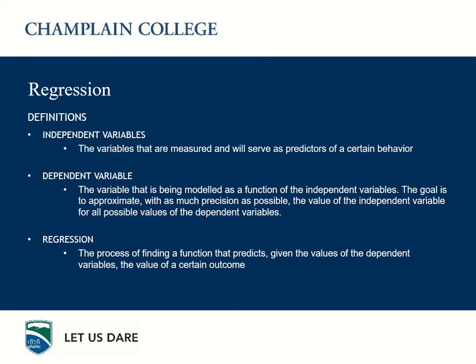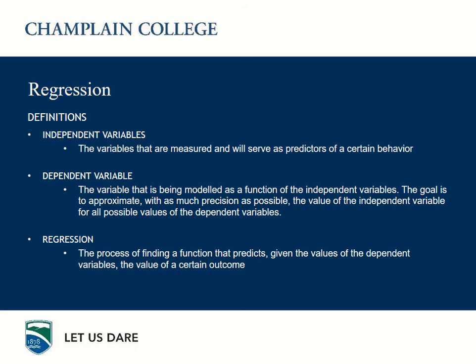The variables that we actually measure and that will serve as predictors for a certain behavior, a certain outcome, are called independent variables. The variables that we are trying to predict are the dependent variables. Usually we work with one or more independent variables to conclude one dependent variable, which we also call the outcome. The dependent variable is the variable that is being modeled as a function of the independent variables.